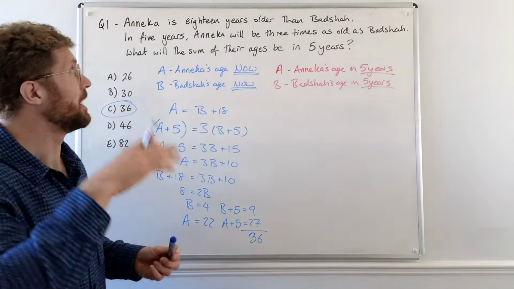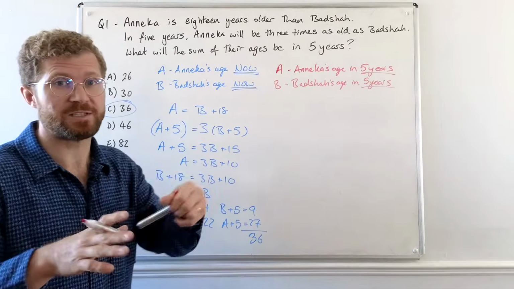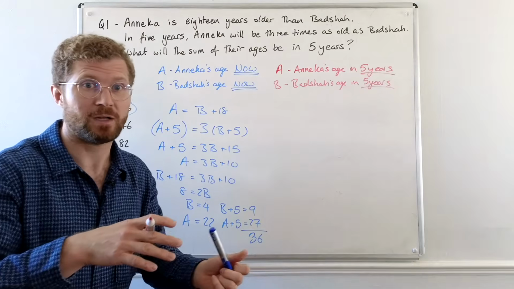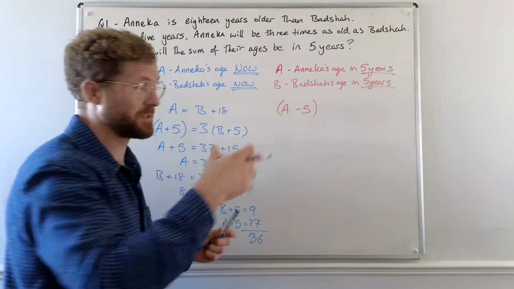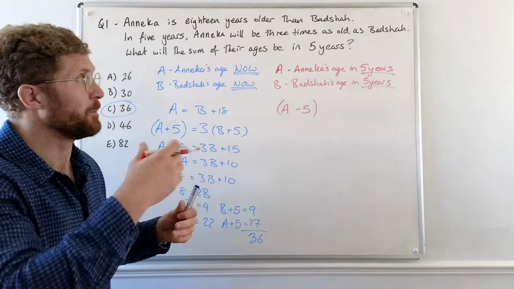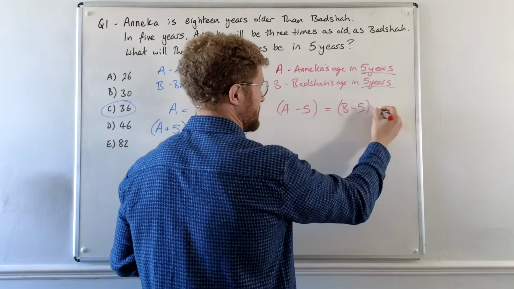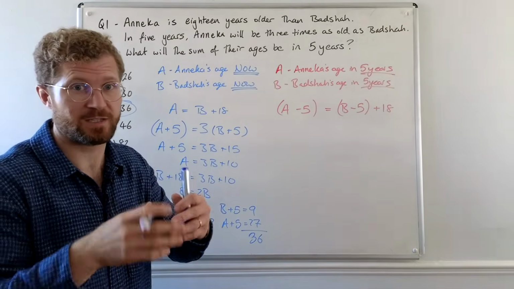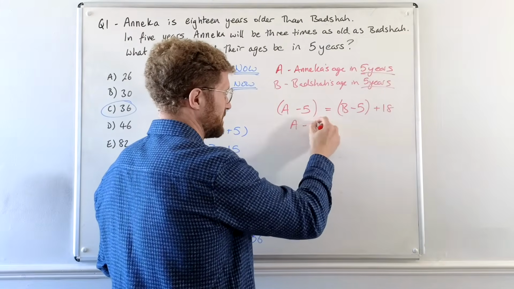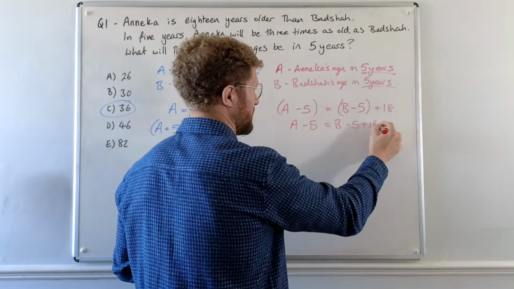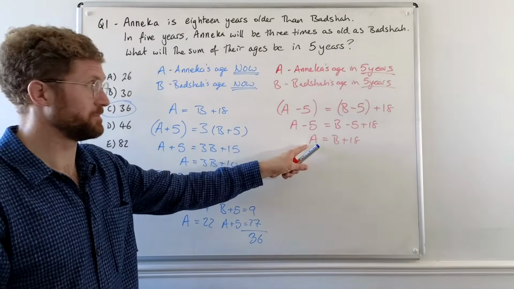So top line of the question, Annika is 18 years older than Badger. Now this is the bit where we need to be careful, because I've defined A and B as their ages in 5 years. If we work back to now, we're going to need to say something like A minus 5 to translate Annika's age in 5 years back to Annika's age now. So Annika is 18 years older than Badger's age now. So A minus 5, Annika's age now, is equal to Badger's age now, B minus 5, plus 18. And again, we can take this equation and simplify it. And so I actually end up with something equivalent.